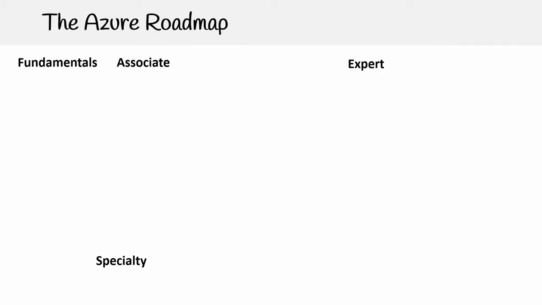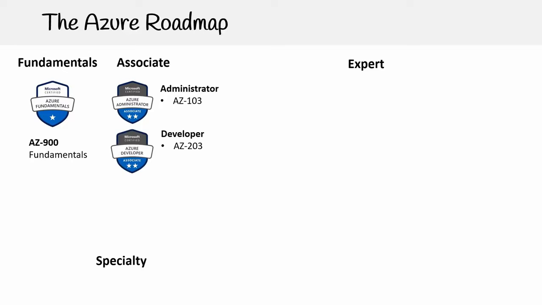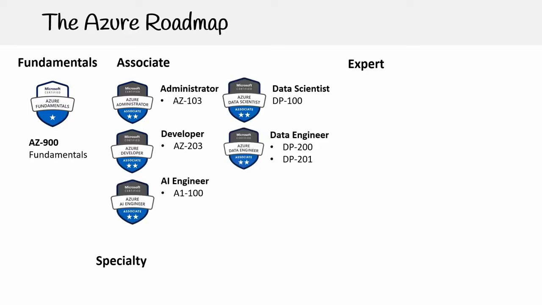And then just talking about certifications in general for Azure, if you want to have a roadmap as to what you would do after this certification, Azure breaks up their role-based certifications as fundamental, associate, expert, and specialty. So in the fundamentals, we have the AZ900. For the associate, we have the administrator, the developer, the AI engineer, the data scientist, the data engineer. If you notice, for data engineer, there are two course codes under it, DP200 and DP201, because some certifications require you to pass two different exams. So if you want to become a data engineer, you have to pass those two exams.